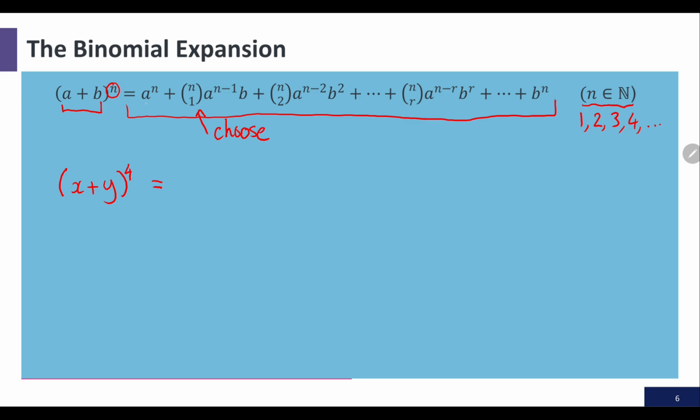So the first term, it says raise a to the power of n. Next, it says n choose 1. Now n is 4, so that's 4 choose 1. And then it says raise a to the n minus 1. Well, if n is 4, n minus 1 is 3. So that's x cubed. And then we've got b, or you might say that's b to the power of 1, which is y.